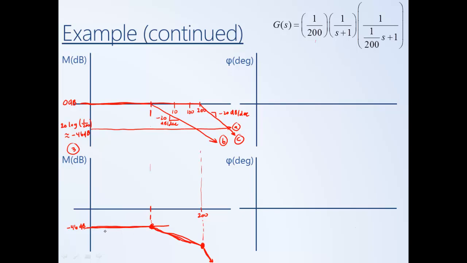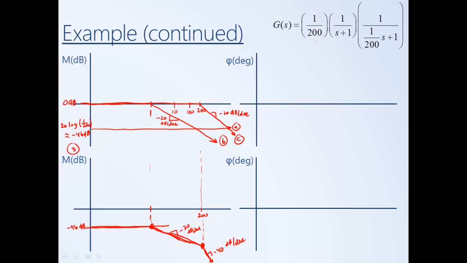So this segment is flat, it's 0 dBs. This segment goes down at minus 20 dBs per decade, and this segment then goes down at minus 40 dBs per decade. So it's not the best picture, but hopefully you get the idea.